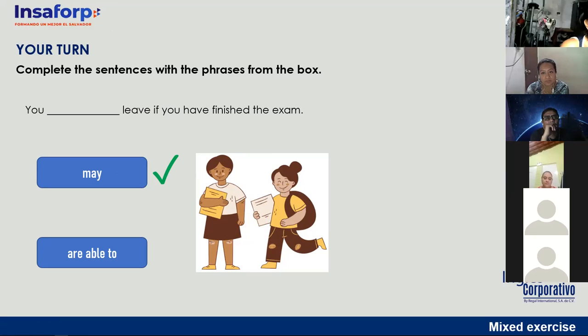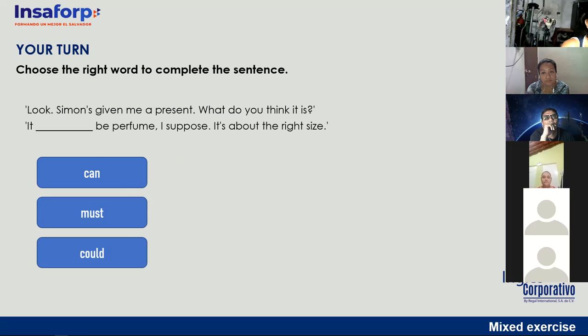Next. Let's see. Okay, it's pretty much the same idea, but this time no pictures. Let's continue. Okay, Sonia. There's a conversation. Look, Simon's given me a present. What do you think it is? ¿Qué crees que sea? And the other person said?